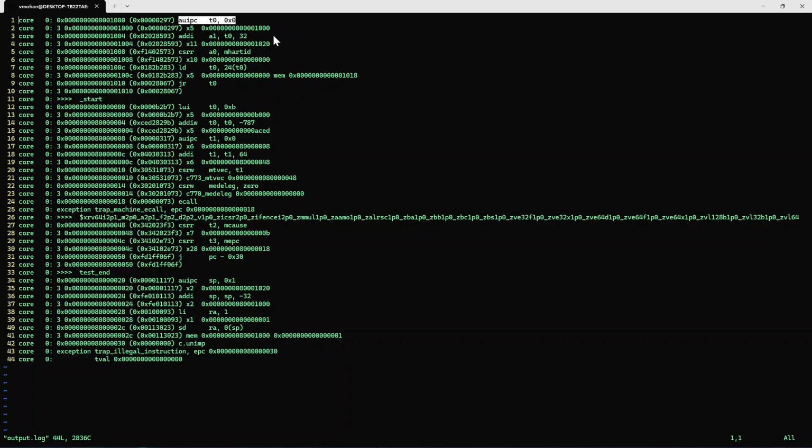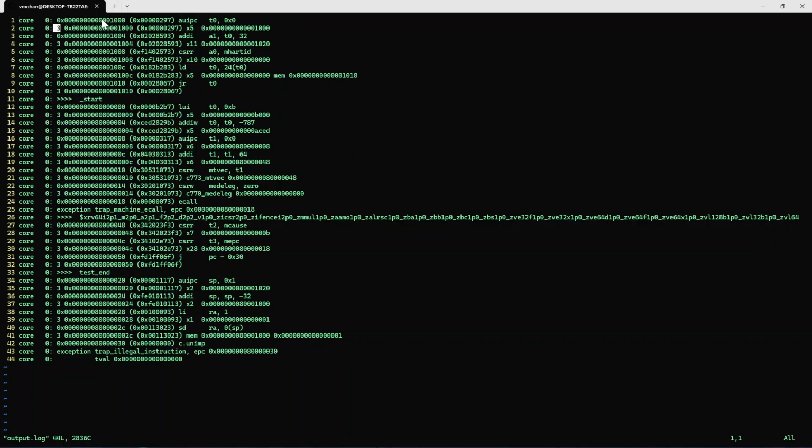Since Spike was run with the -log commit switch, it also displays the architectural register state at the completion of that instruction. The current privilege level at which the instruction executed is also shown. Here, a privilege level of 3 means the instruction execution happened in machine mode.